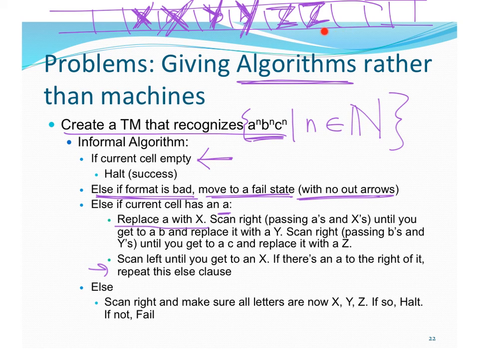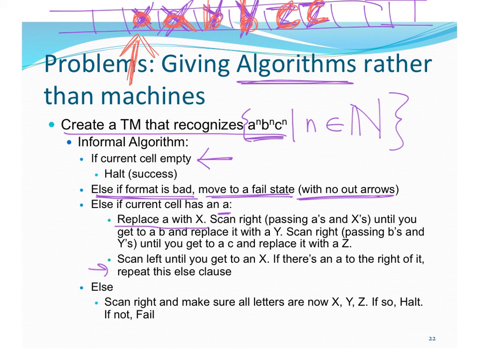And now what I'm going to do is go backwards and replace all my Z's with C's and my Y's with B's and my X's with A's. And I keep doing that until I get to a lambda, at which point I move one space to the right.